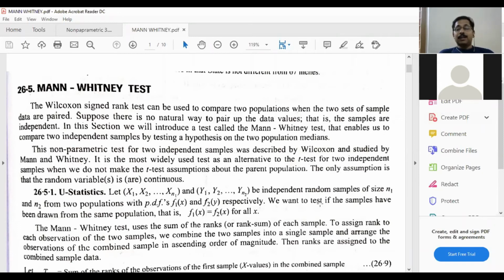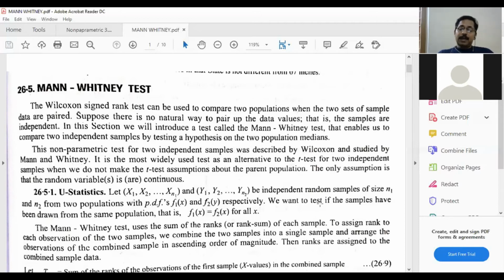So what is the Mann-Whitney test? I told you that the Wilcoxon sign rank test can be used to compare two populations when the two sets of sample data are paired. Paired means they are dependent. Suppose there is no natural way to pair up the data values, that is, the samples are independent. Then the Mann-Whitney test is the suitable test for that situation. It is the most widely used alternative to the unpaired t-test.